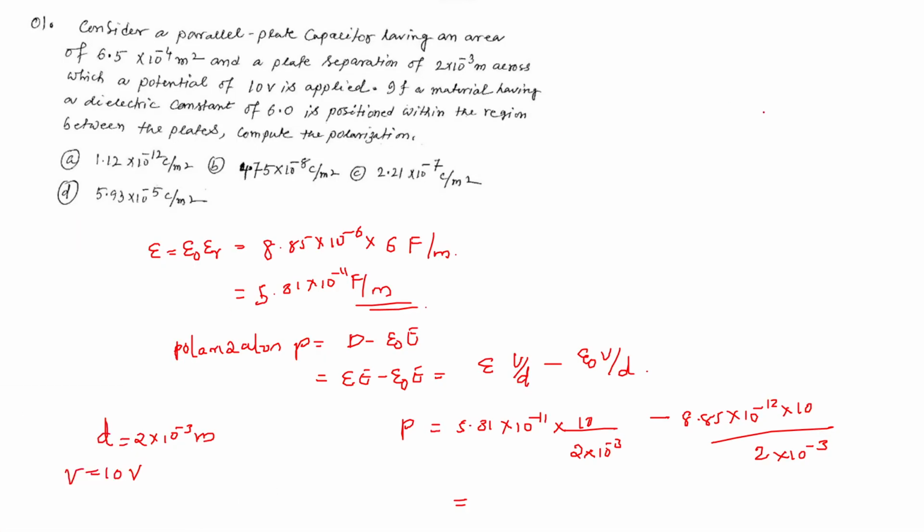So here option C will be correct. You just substitute once again. You will get the answer 2.21 × 10^-7 C/m². Check it once. Okay, just note it down. We'll go to the next problem.